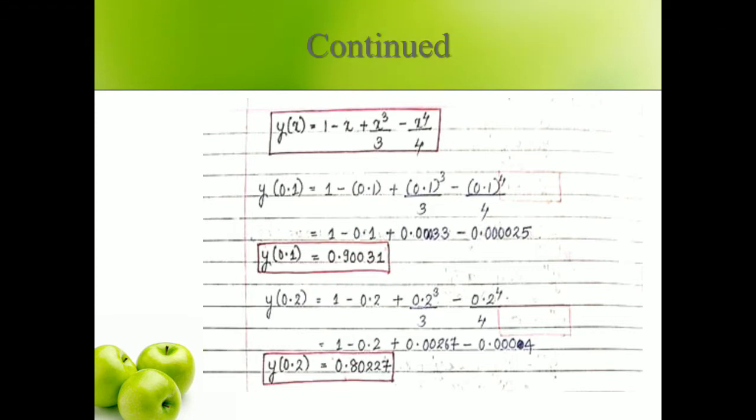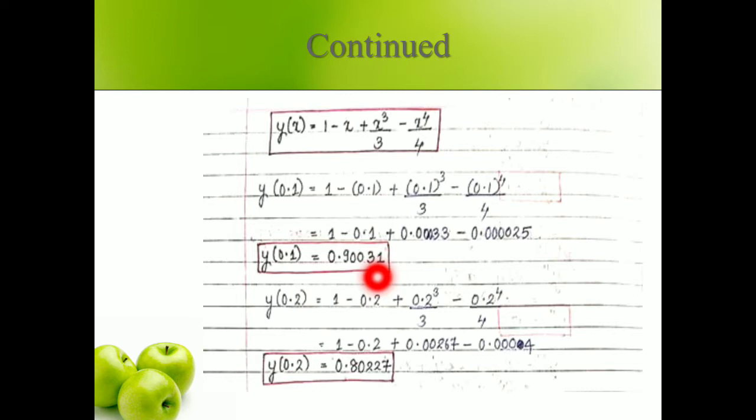Then y of x equals 1 minus x plus x to the power 3 divided by 3 minus x to the power 4 divided by 4. We have to get the value at 0.1, so substitute the x value as 0.1 in the above equation. So y of 0.1 will be equal to 0.90031.